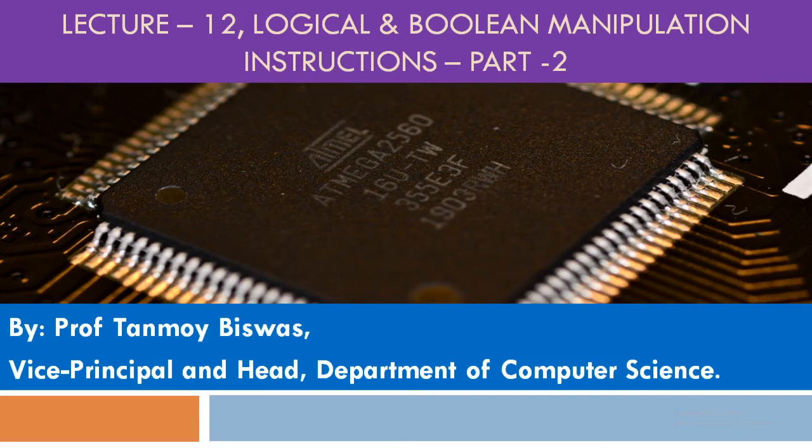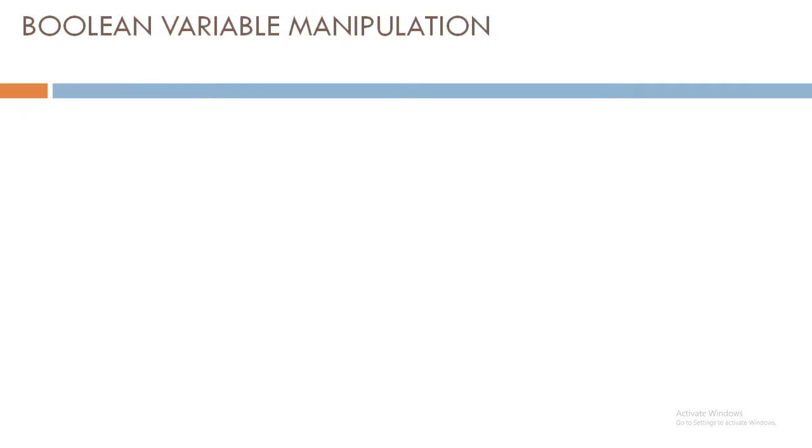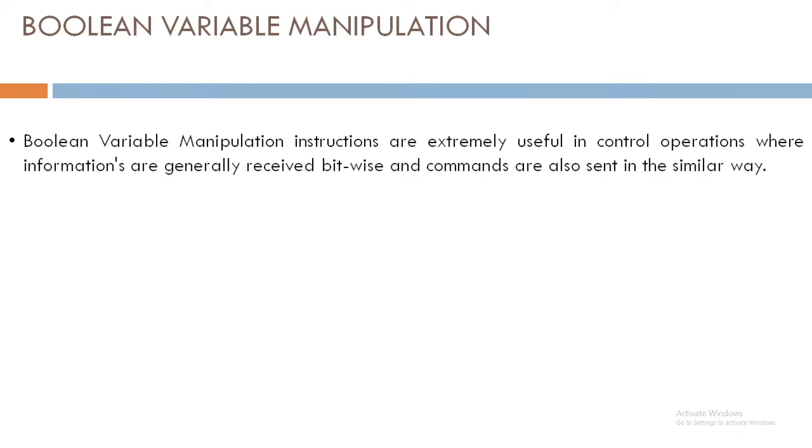Today our discussion is related to logical and Boolean manipulation instructions. Now the Boolean variable manipulation instructions are very important in the control operations, where basically the received information is bitwise and the commands are also sent in a similar way.